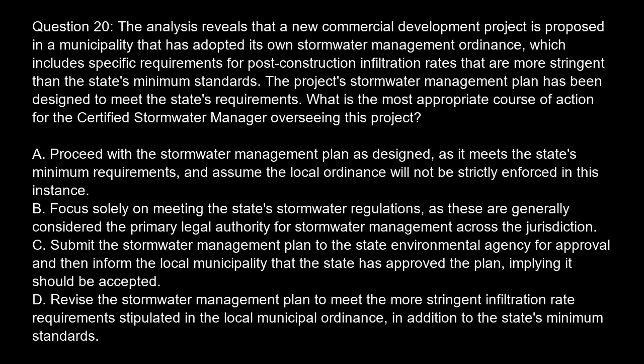Option A. Proceed with the stormwater management plan as designed, as it meets the state's minimum requirements, and assume the local ordinance will not be strictly enforced in this instance. Option B. Focus solely on meeting the state's stormwater regulations, as these are generally considered the primary legal authority for stormwater management across the jurisdiction. Option C. Submit the stormwater management plan to the state environmental agency for approval, and then inform the local municipality that the state has approved the plan, implying it should be accepted. Option D. Revise the stormwater management plan to meet the more stringent infiltration rate requirements stipulated in the local municipal ordinance, in addition to the state's minimum standards.